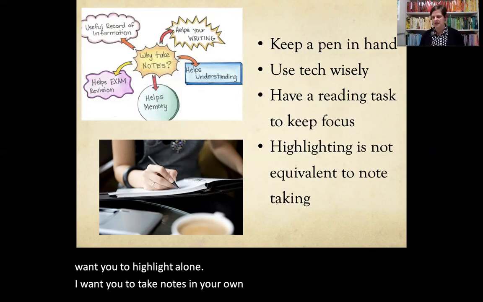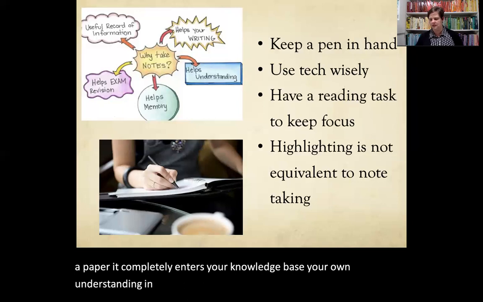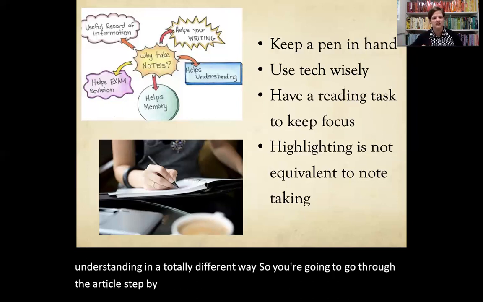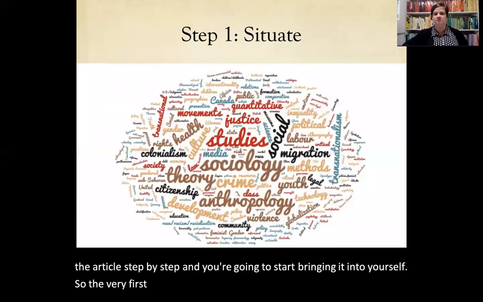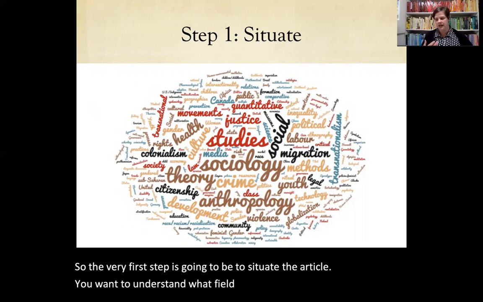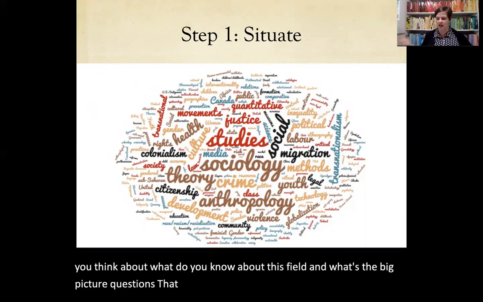When you take notes about a paper, it enters your knowledge base, your own understanding, in a totally different way. So you're going to go through the article step by step, and you're going to start bringing it into yourself. The very first step is going to be to situate the article. You want to understand what field the paper comes from, what you know about this field, and what the big picture questions are that this field is trying to address.